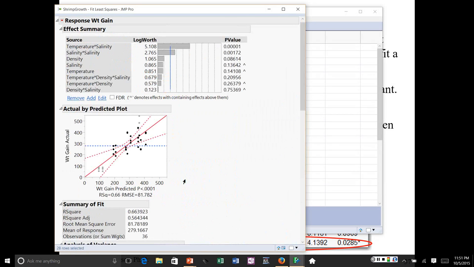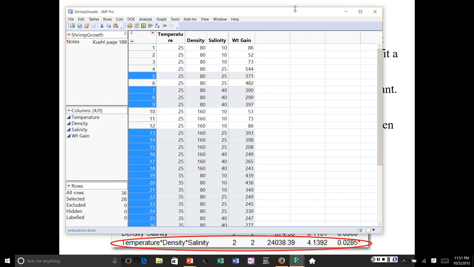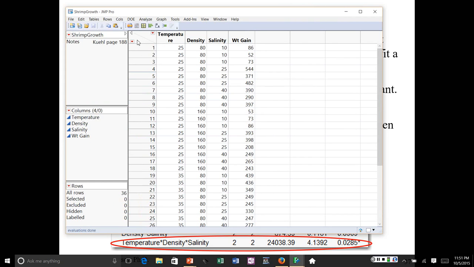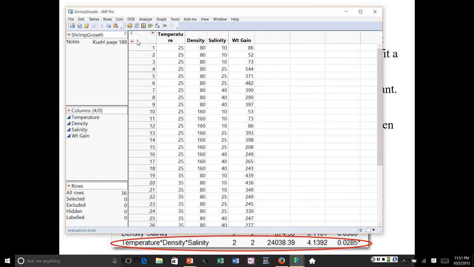What if the curvature in salinity interacts with the other factors? And this is entirely possible. It's not commonly studied. Perhaps it should be. But why not a quadratic bilinear interaction? In other words, the curvature in the response surface with respect to one factor changes with another.